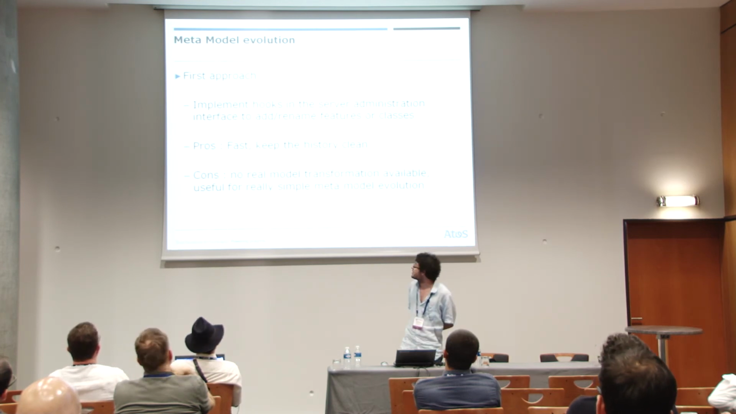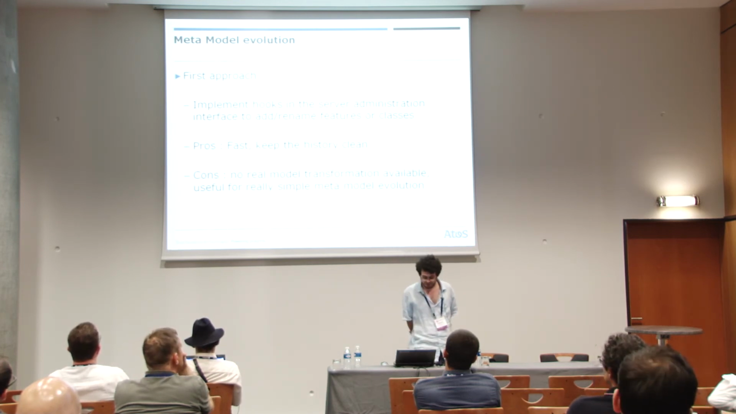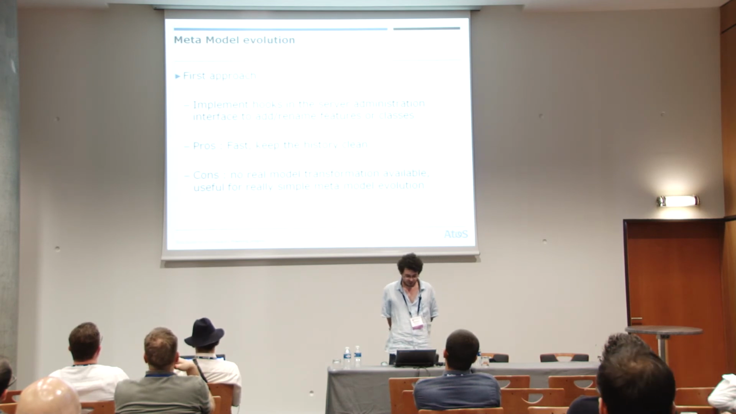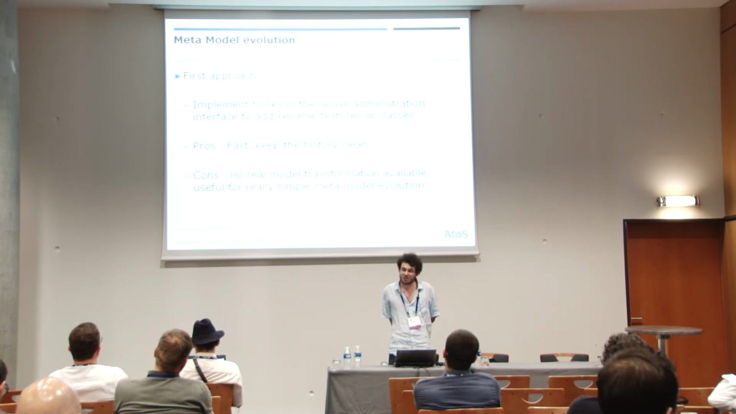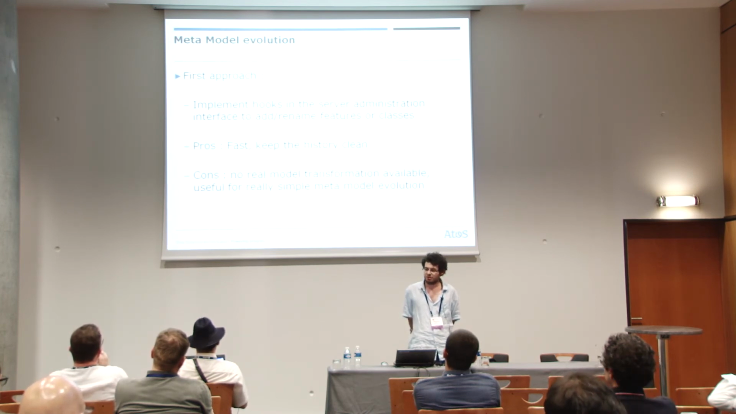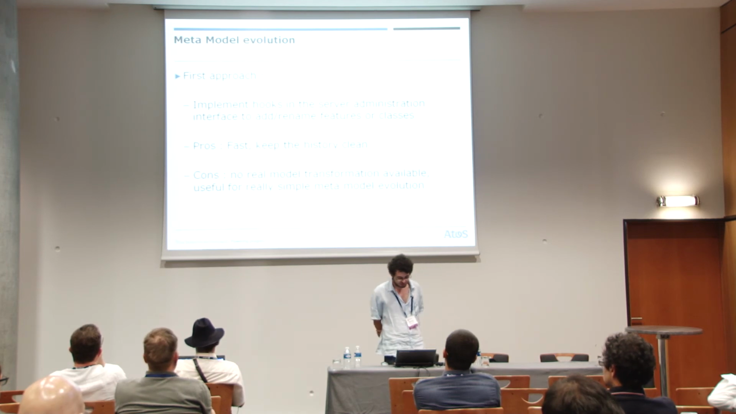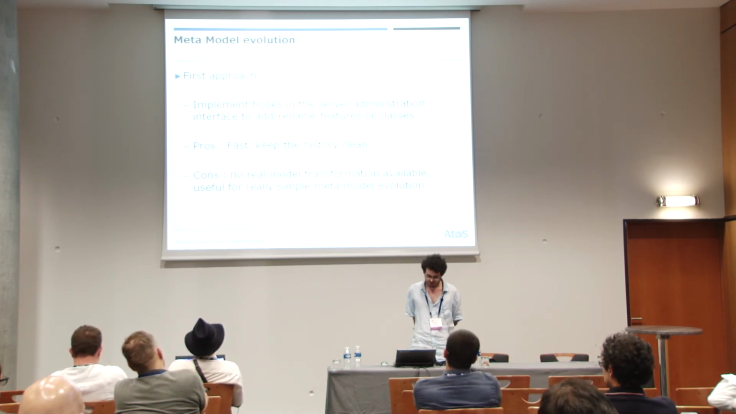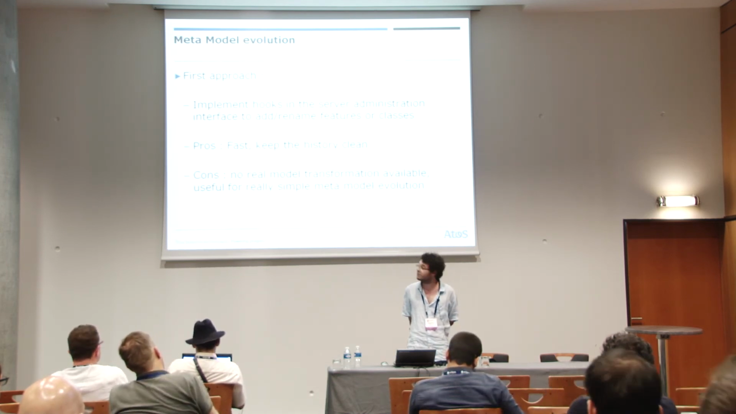On the good side, it's really fast, and it keeps the history clean. The problem is it's not really a model transformation. It's a small evolution of a metamodel, but you can't redirect some feature or things like that. You could perhaps do it by analyzing the difference in the metamodel and converting it to some SQL queries, but it would be quite difficult.